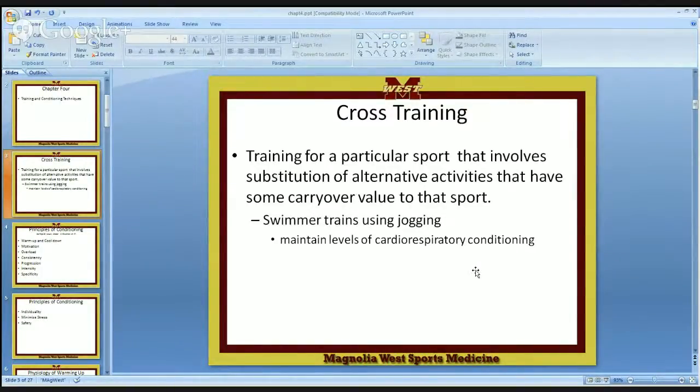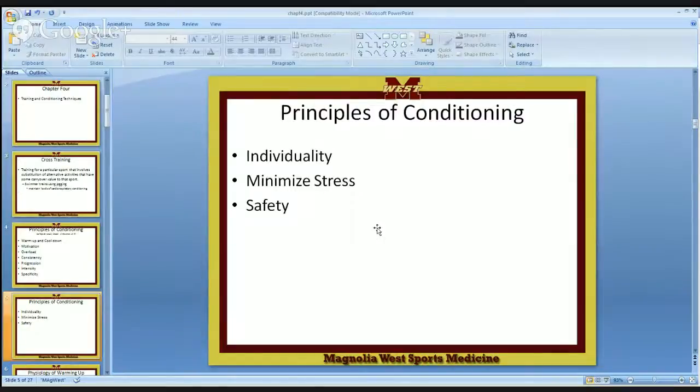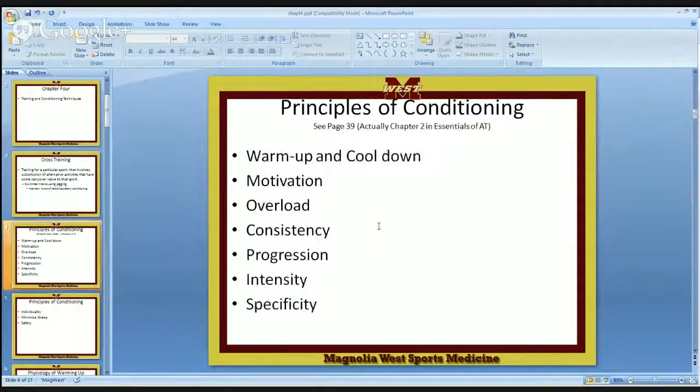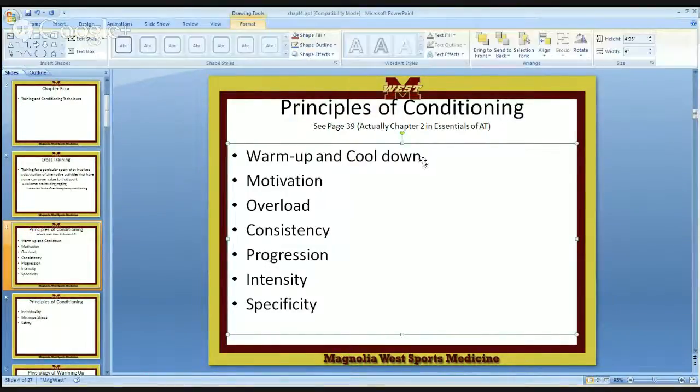Now the next thing you do is go to slides 4 and 5, because the question will be, list 8 of the 10 principles of conditioning. So it's a listing question. You write warm up as one and you write cool down as one. One of those is going to be wrong. It is a single entry. So make sure that you get 8 out of 10 of those to knock that out.